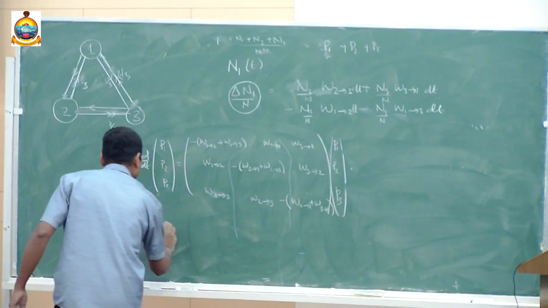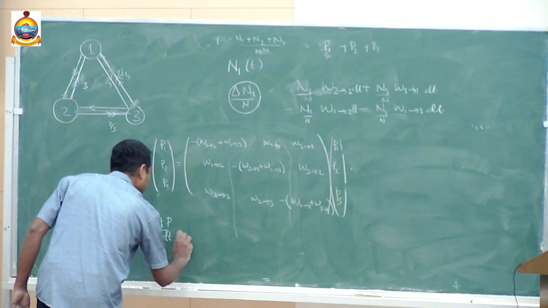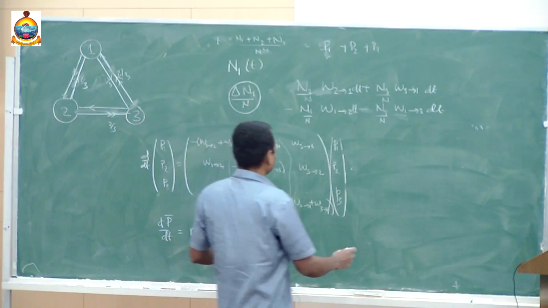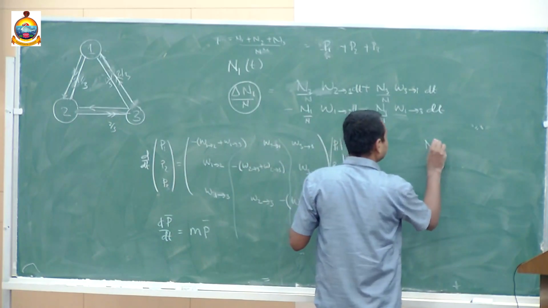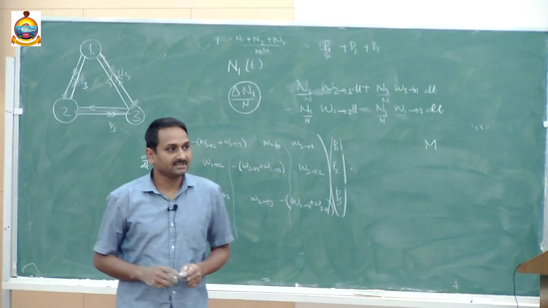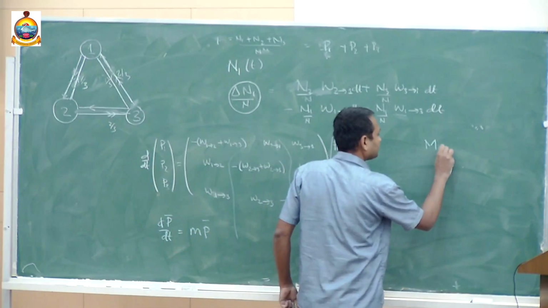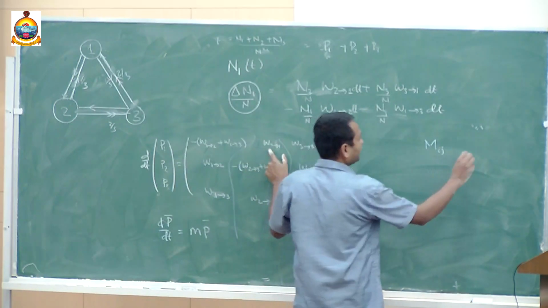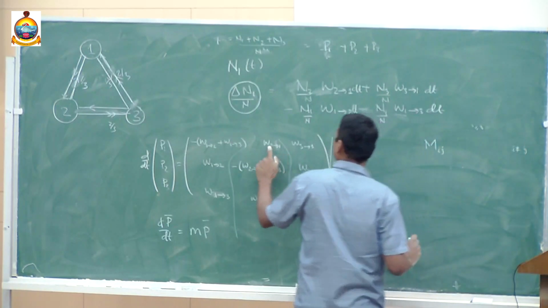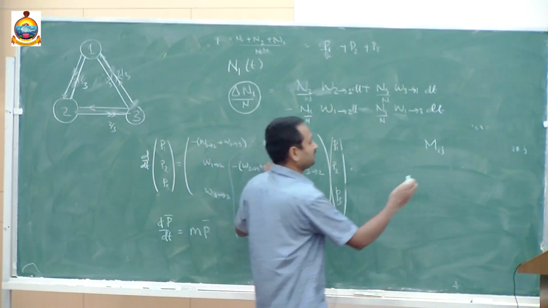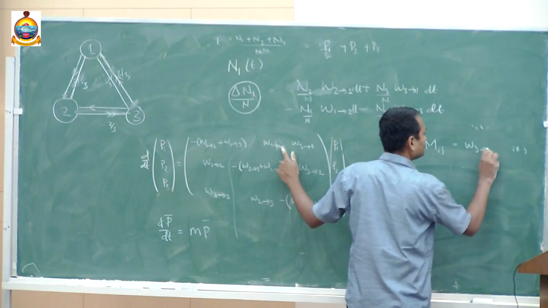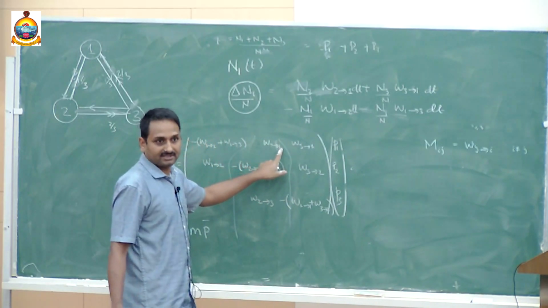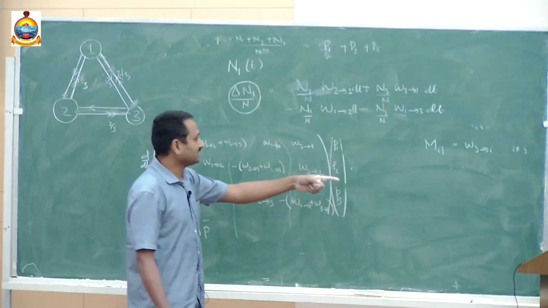So I write an equation dp by dt equal to Mp. P is now a 3 by 3 vector. So if this is M, what are the matrix elements? M_ij, if i is not equal to j, so 1 2, this is M_12, is W_j to i. That's the matrix element, right? M_ij for i not equal to j is just that. 1 2 is that, this is 1 3, so that's W_i to j.